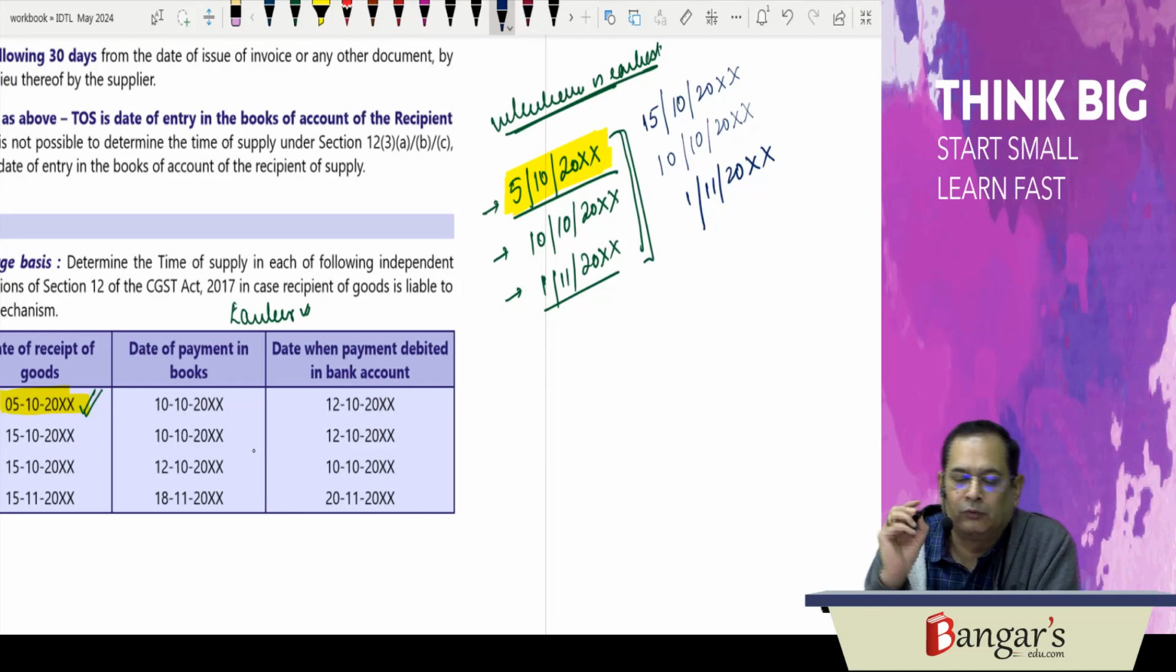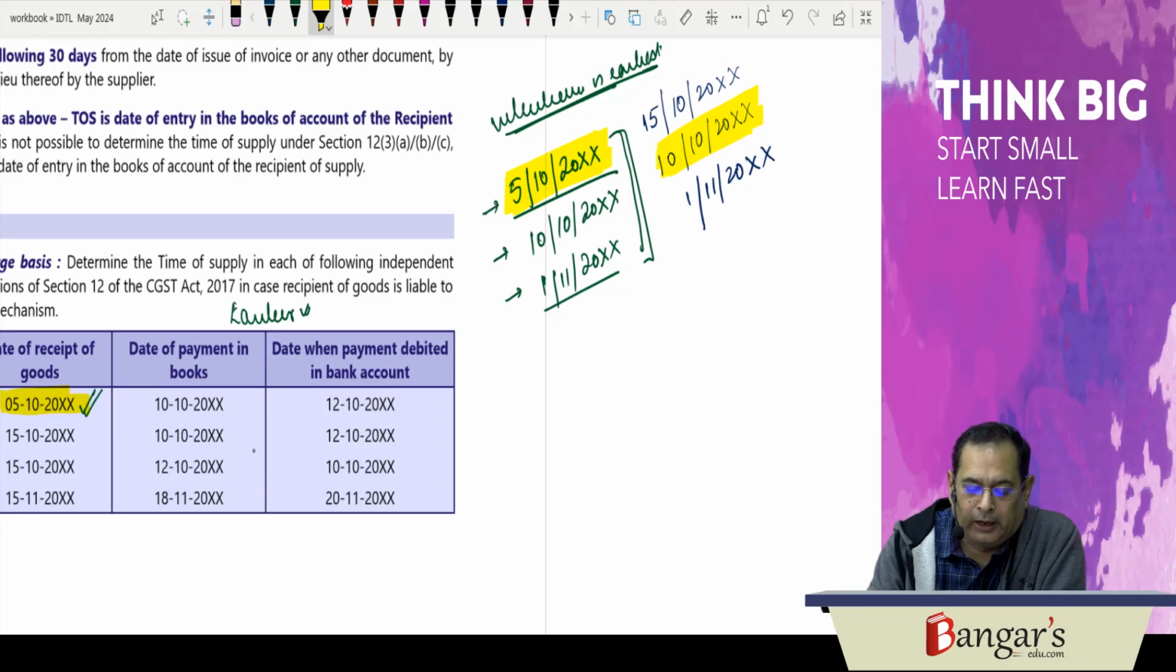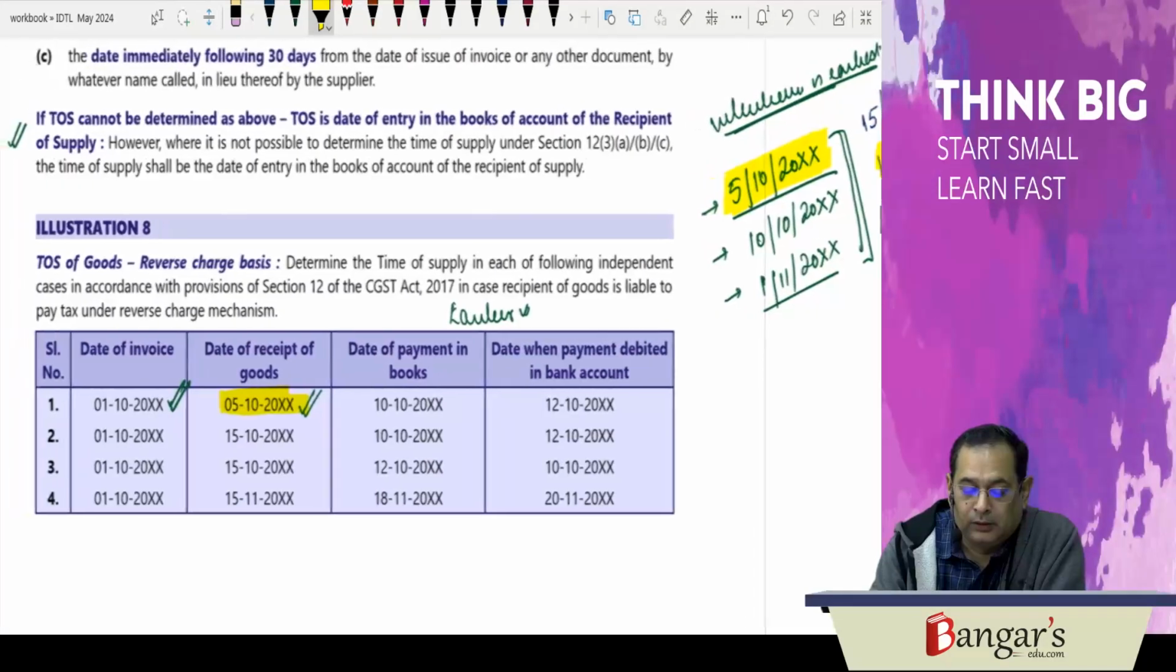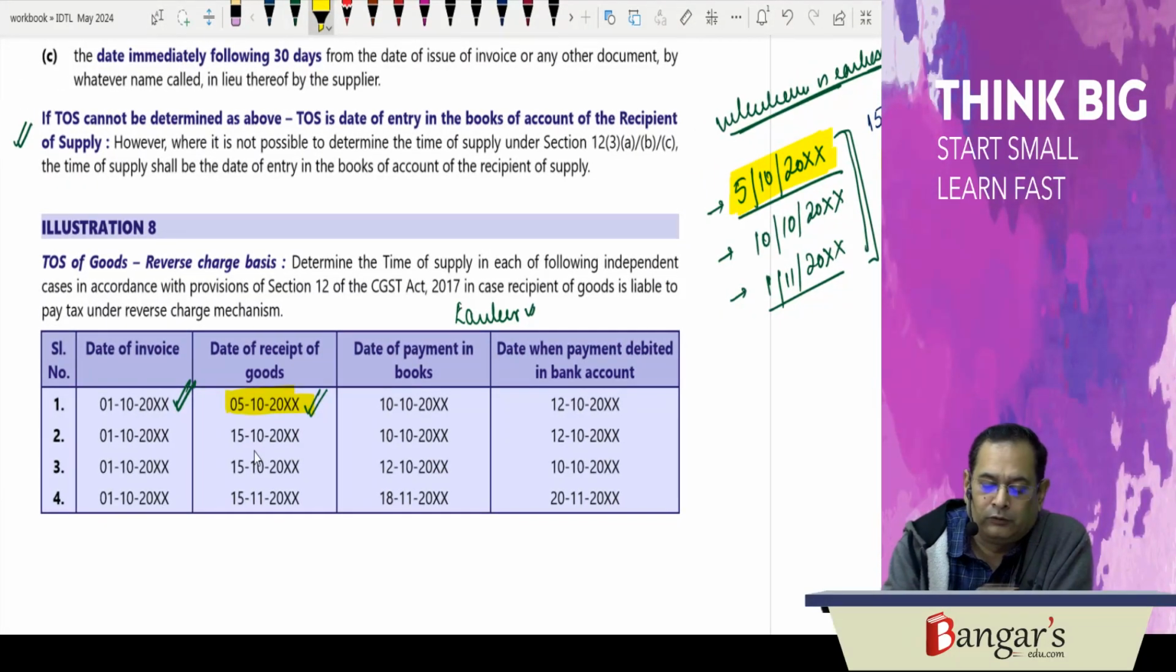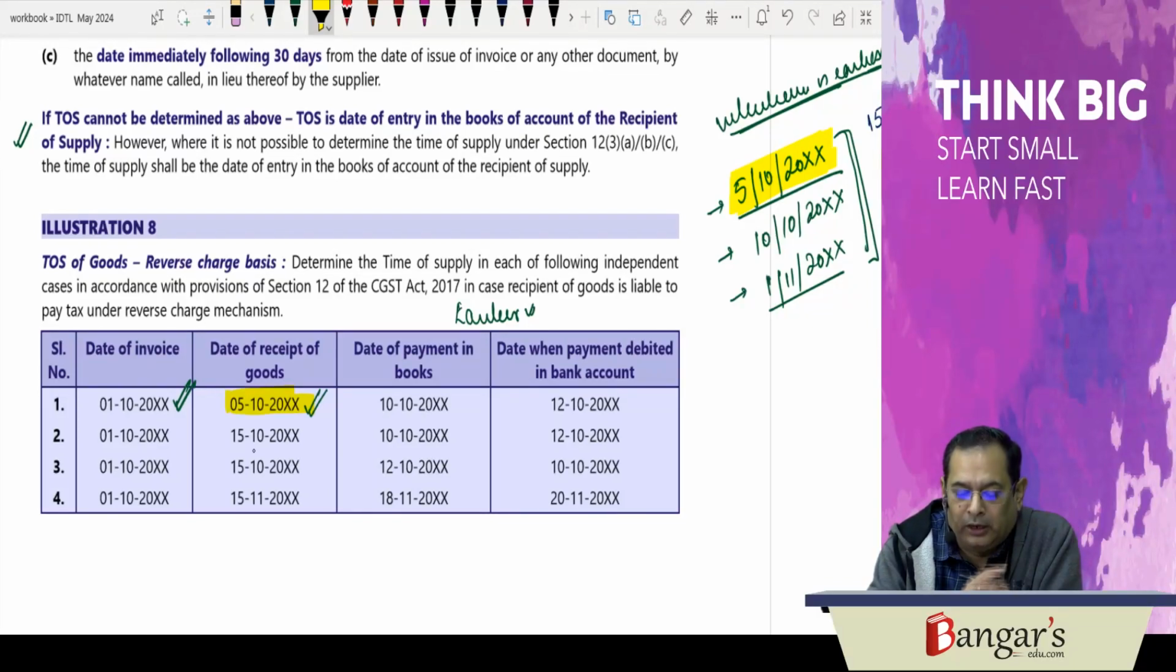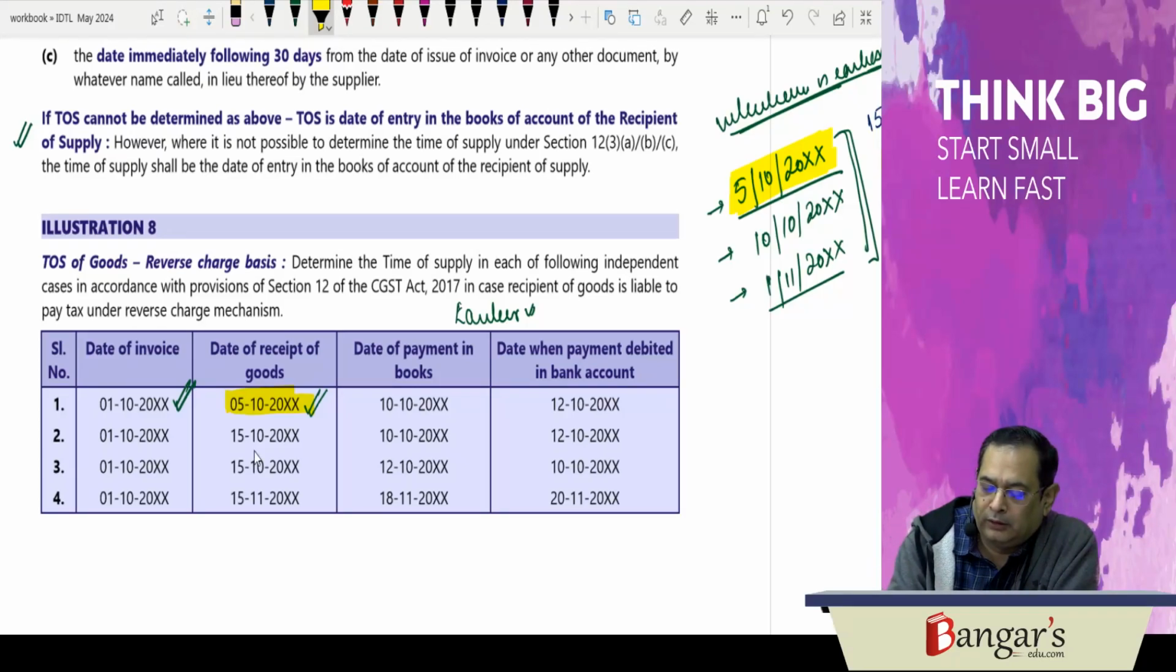In this situation, what will be the time of supply? Date of payment, here 10/10. Here 10/10 will be the time of supply. Next, the date of invoice is 1st of October. Date of receipt of goods is 15th of October. The date when the payment has been entered in the books is 12/10, and the date when the payment has been debited from the bank account is 10/10. So here the answer will remain the same. The answer will be the date of payment, that is 10/10.